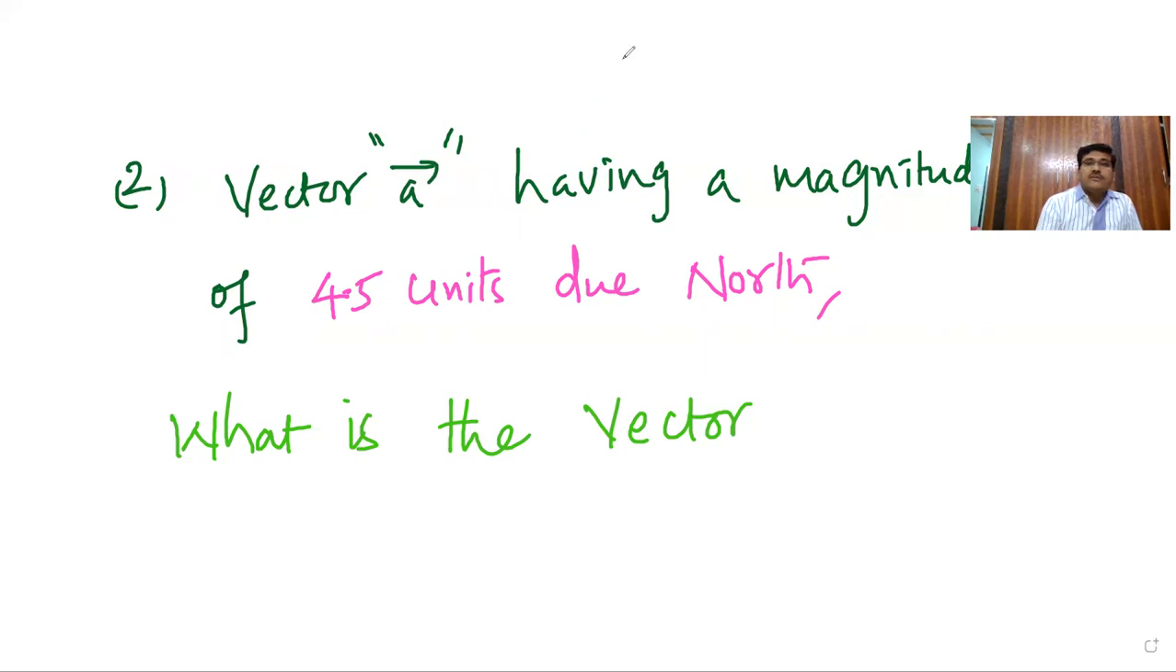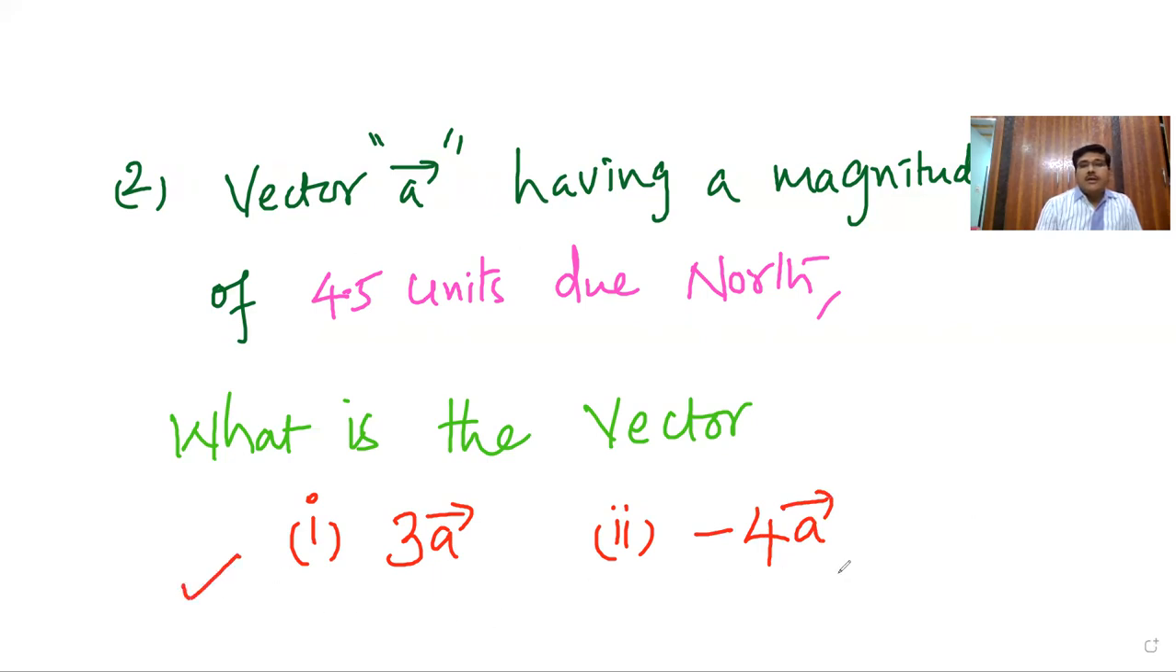The first question he has given is 3A bar. The second question he is asking is -4A bar. He is asking the 3A bar minus 4A bar. Clear? So have the clarity. For your clarity, here magnitude is how much given? 4.5 units, showing the north direction. Vector is A bar.